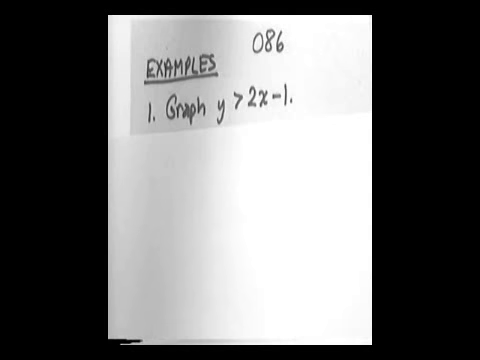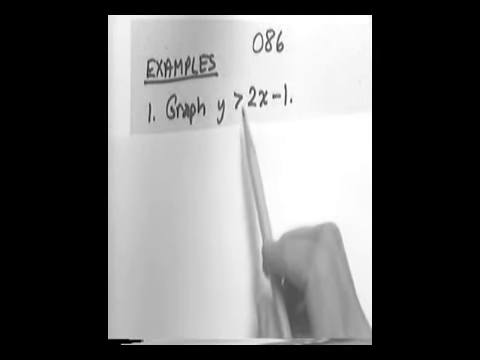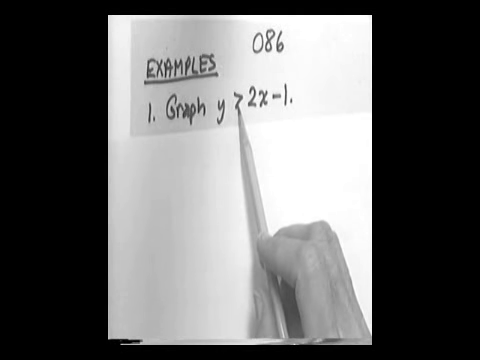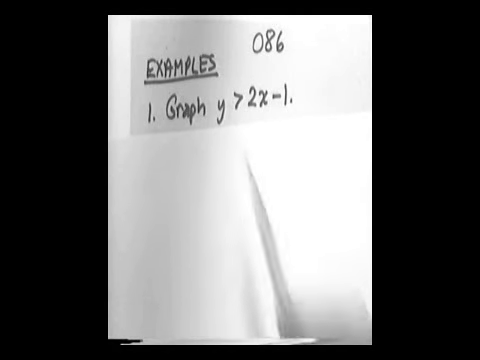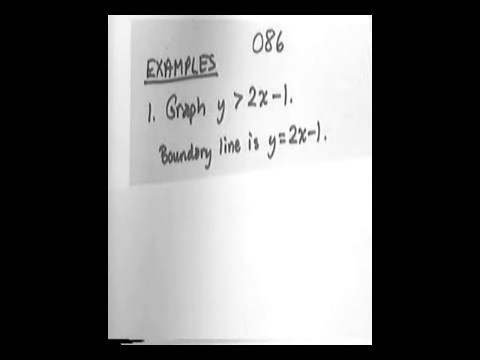Our second step is to find the boundary line. For the boundary line, we replace the inequality symbol greater than with equals. So our boundary line is y equals 2x minus 1. The boundary line is y equals 2x minus 1.